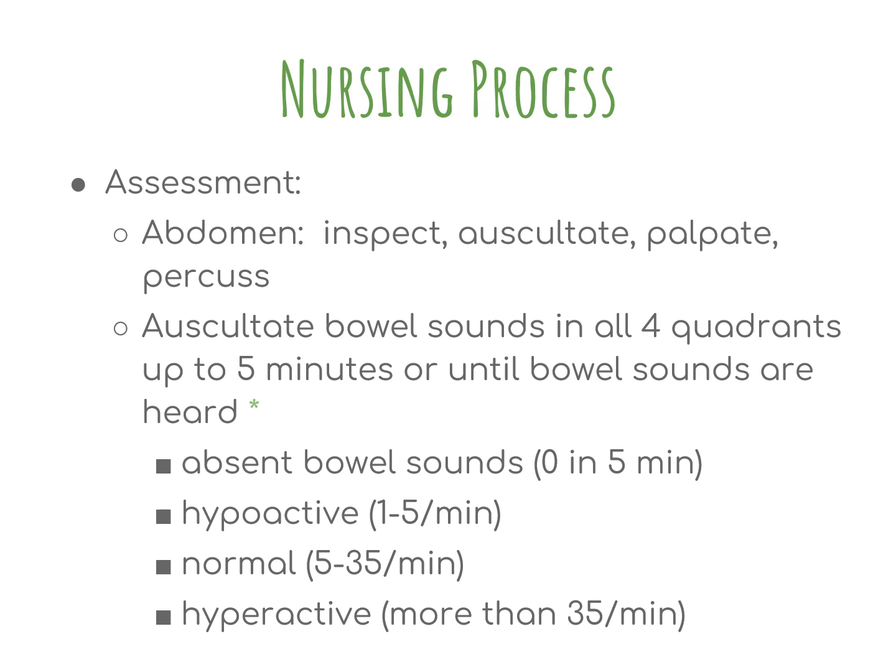Nursing process continued. When assessing the abdomen, you need to inspect, auscultate, then palpate and percuss. You never place your hands on the abdomen prior to inspecting and auscultating, as this can alter sounds. You need to auscultate bowel sounds in all 4 quadrants up to 5 minutes or until bowel sounds are heard. Absent bowel sounds are 0 in 5 minutes. Hypoactive are 1 to 5 per minute. Normal are 5 to 35 bowel sounds in a minute, and hyperactive are more than 35 in a minute.